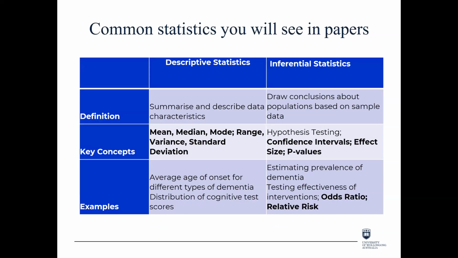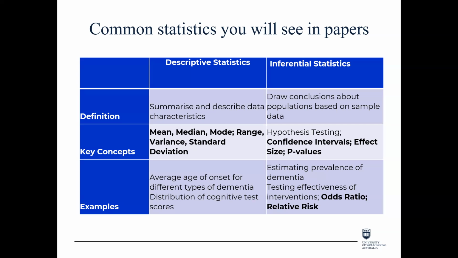Common statistics that you'll see in papers. This is just a smaller summarized paper. So we know that descriptive statistics summarize and describe the data, whereas inferential statistics draw conclusions about populations from sample data. Key concepts: with descriptive statistics, like in your project, you'll do mean, median, mode, range, variance, and standard deviation. But if you were doing hypothesis testing, you'd look at confidence intervals, effect size, and p-values.